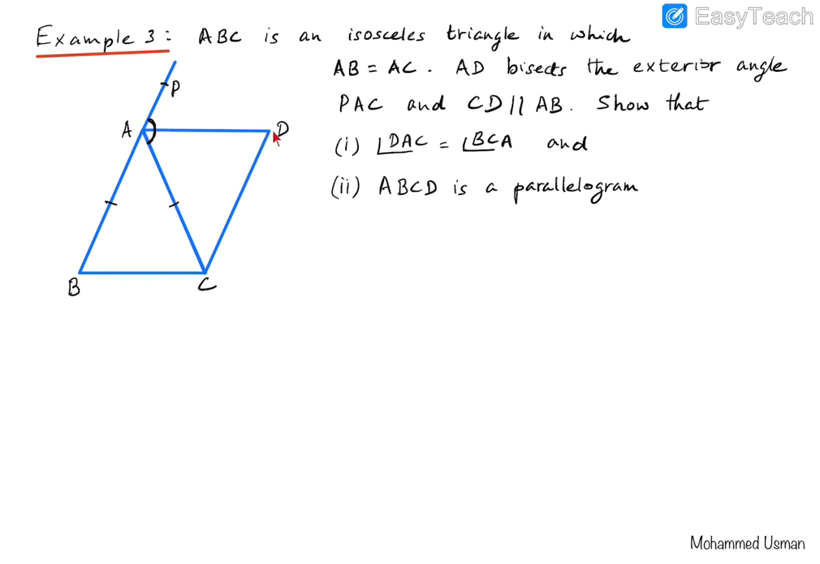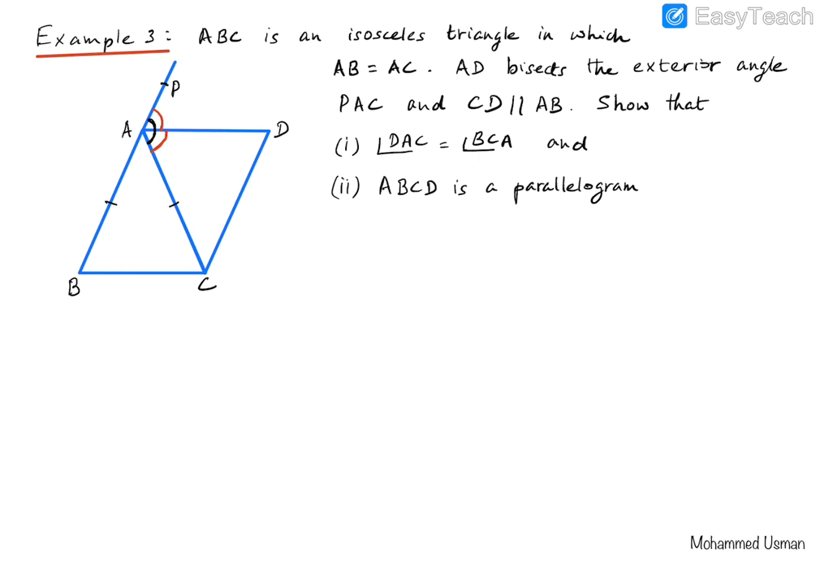Now there is a line AD drawn from the point A such that it bisects the exterior angle PAC. That means this line AD is dividing this angle PAC into 2 equal parts. So it is dividing it into 2 equal parts like this. So that's one equal part and that's another equal part. So line AD is bisecting the exterior angle PAC.